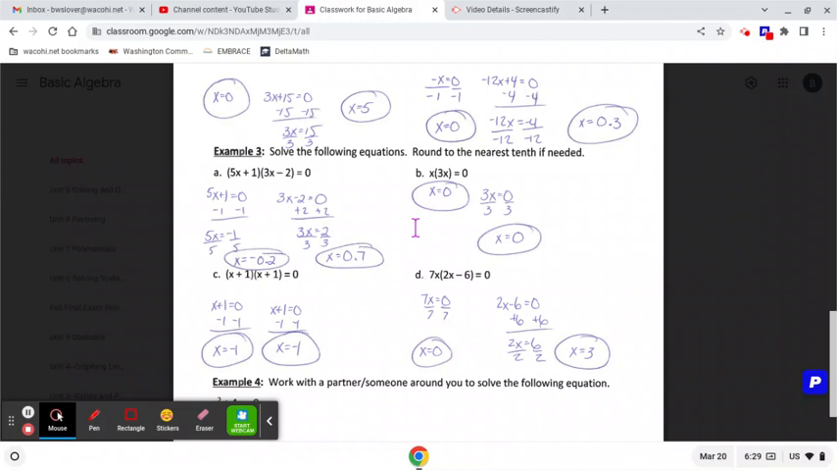Now, for purposes of this class, I have designed the problems for you. All of the problems I'm giving you equal 0. If they don't equal 0, then you got to set it equal to 0 first. Then you can go about solving or factoring. But once again, for purposes of this class, I'm choosing to design the problems where they already equal 0 for you.